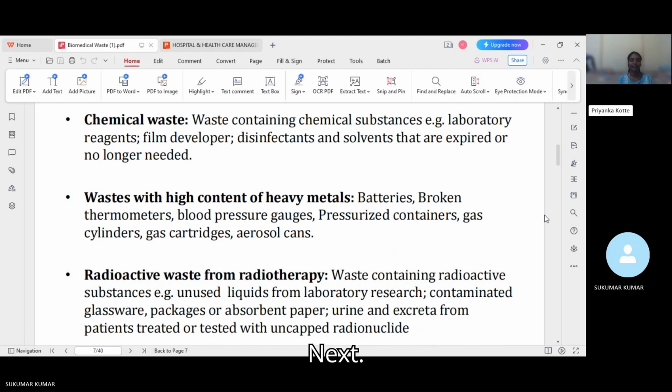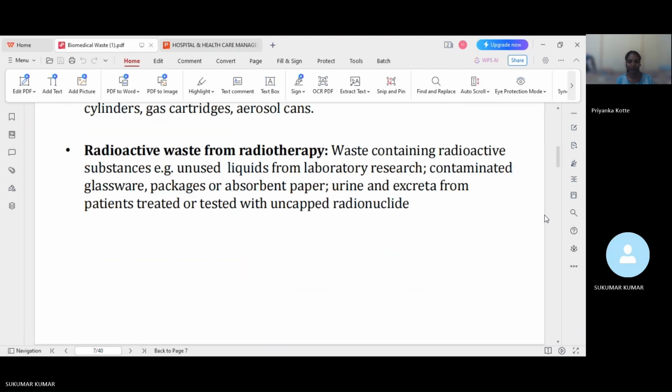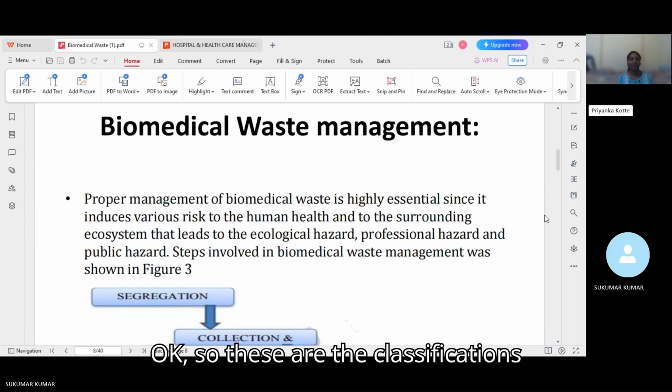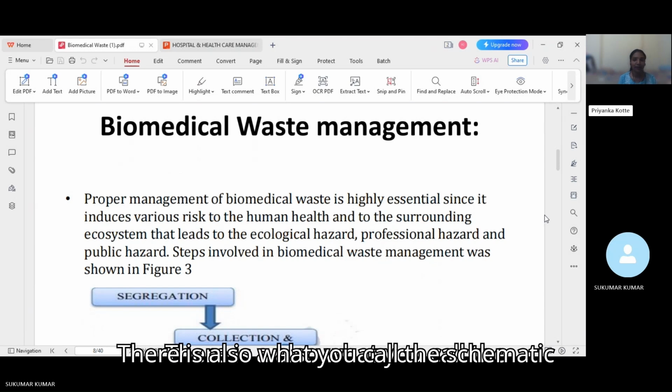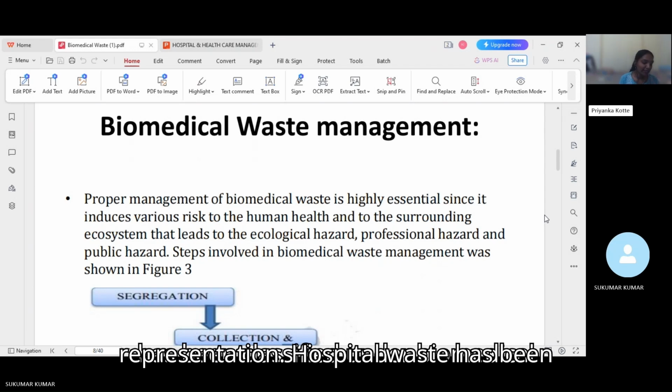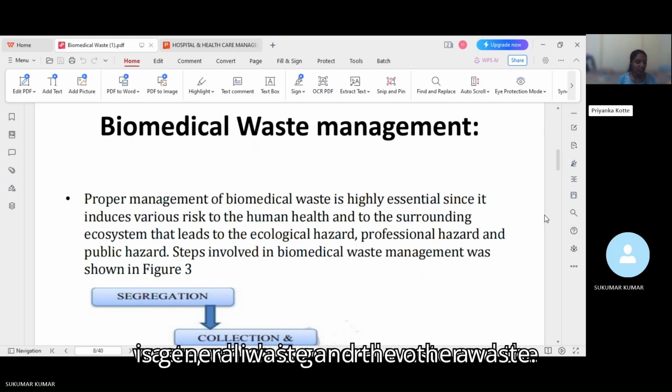Next. Okay, so these are the classifications which we have seen. In your textbook also they have given different categories. There is also a schematic representation. Hospital waste has been classified under biomedical waste, general waste, and other waste.